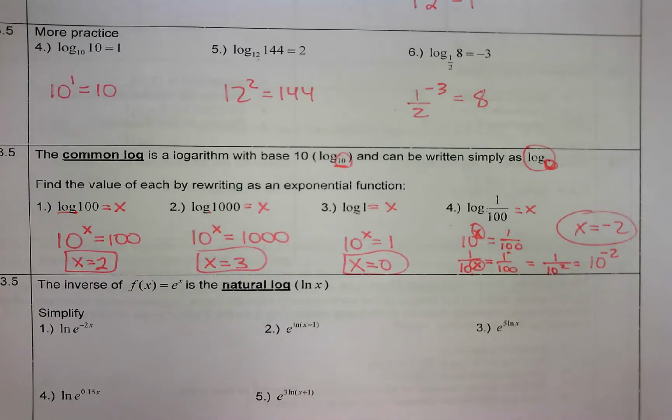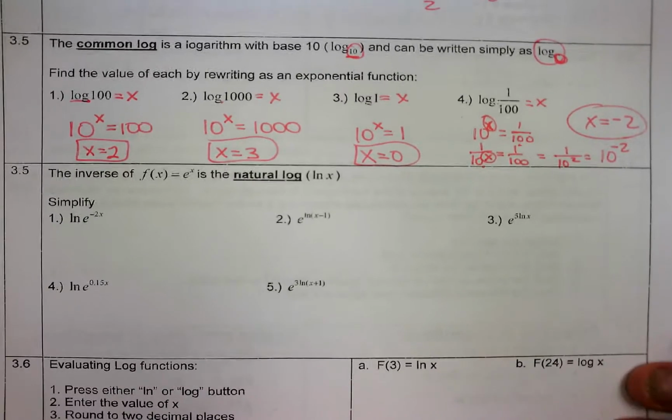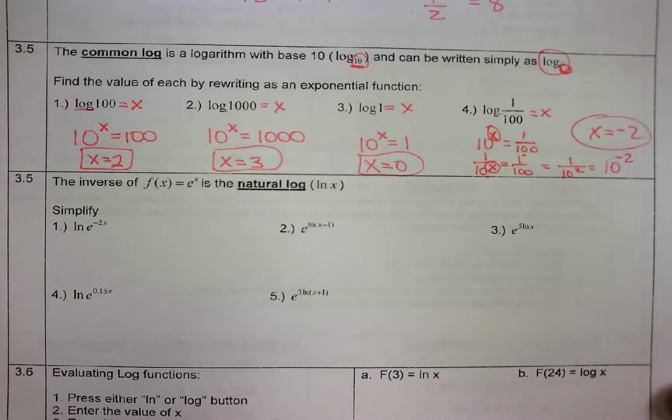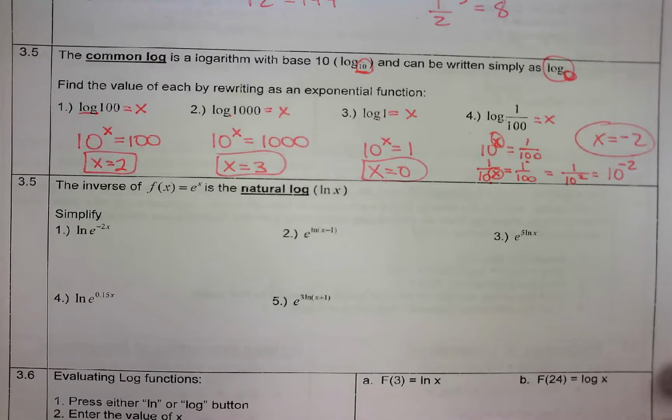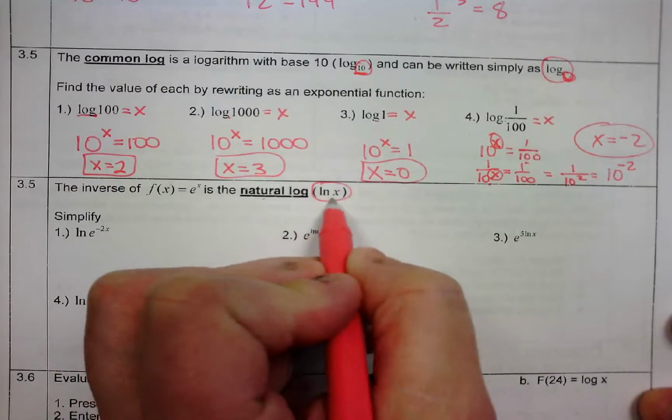We also have something called e to the x. Okay, so we talked about e yesterday and how it's a real number, and that its approximate value is what, 2.718. Okay? Well, its inverse is the natural log. It's ln of x instead of log. Okay? It's just called the natural log.